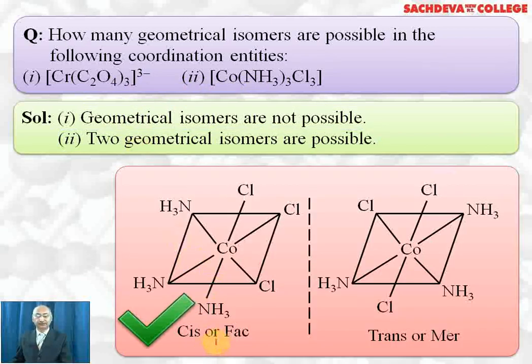This is the cis or facial, where 3 ammonia are in one plane and the remaining 3 chlorine are in another plane. This is trans or meridional, where 1 chlorine and then ammonia. These chlorine have to come together and these ammonia have to come together, but otherwise they are separated as far as possible. So this is called meridional.